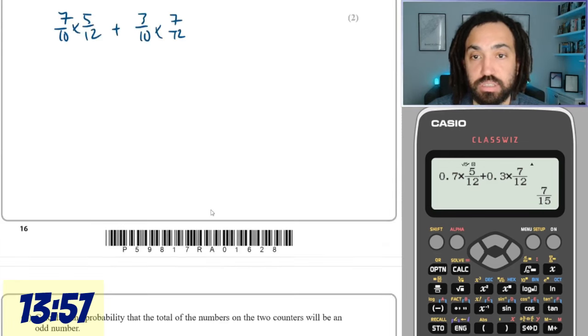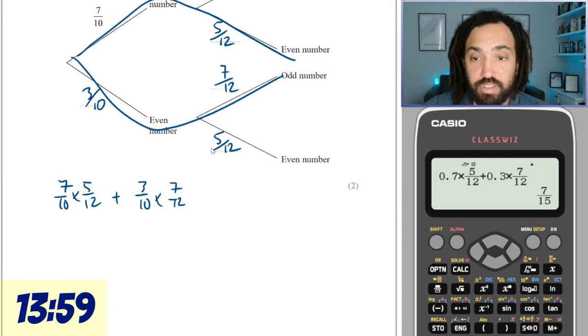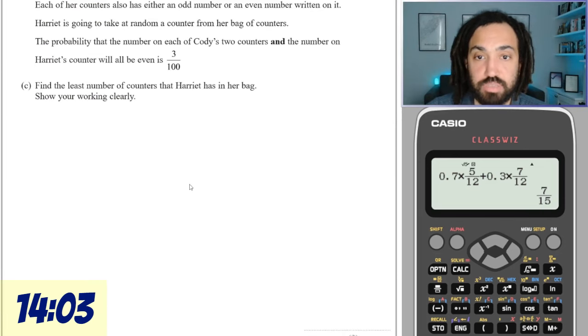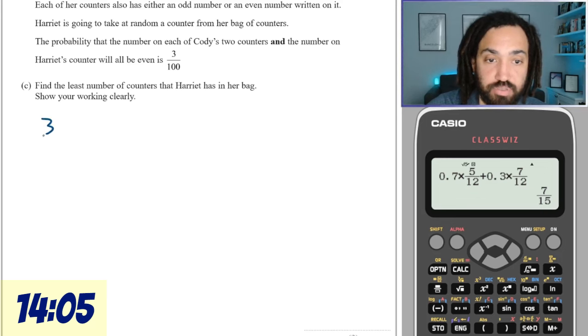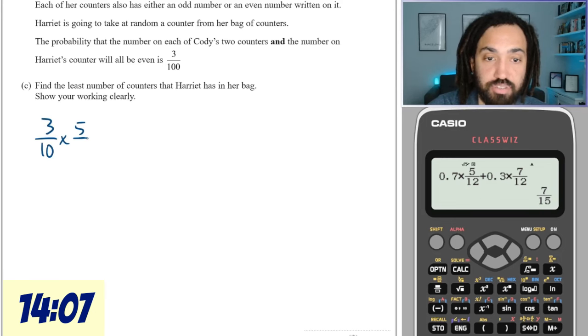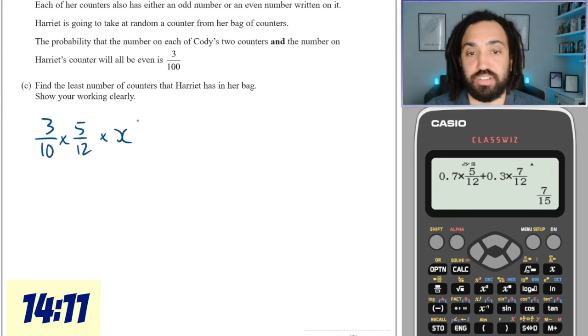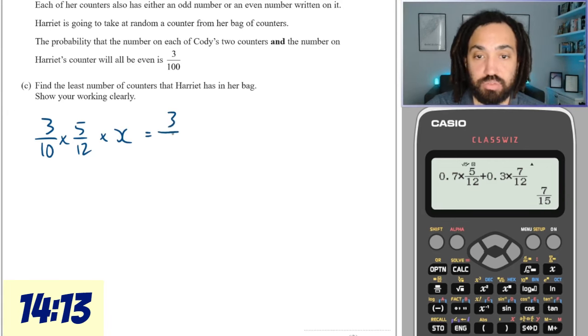Oh my gosh. Right, even and even is 3/10 times 5/12. So in order for all 3 of them to be even, it must be 3/10 times 5/12 times by whatever this probability of Harriet's being even is. And that will equal 3 out of 100.